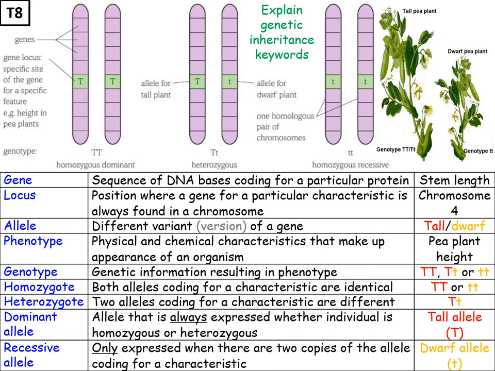Heterozygote is when the two alleles coding for a characteristic are different. So in this case, you'd have to have a tall allele and a dwarf allele, because then both alleles would be different to each other. So the zygosity is hetero, so it's heterozygote, they're different.